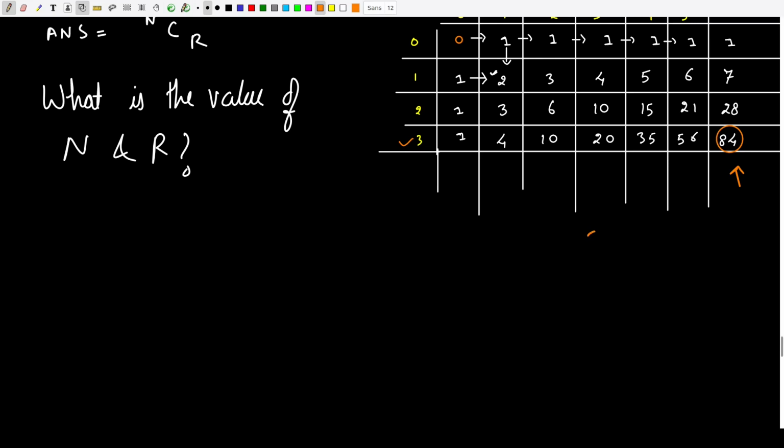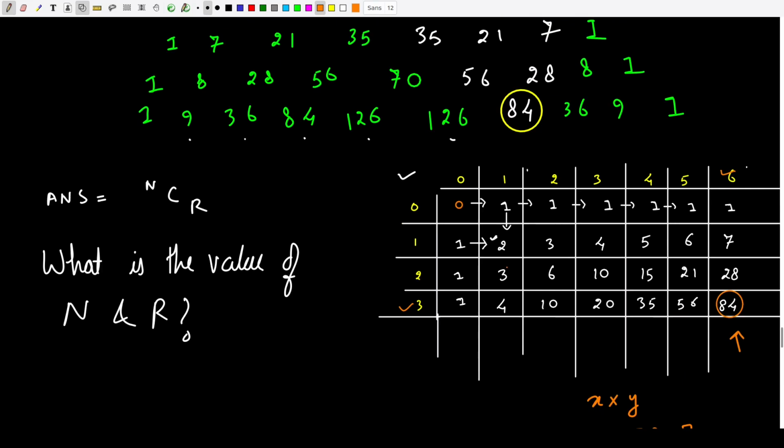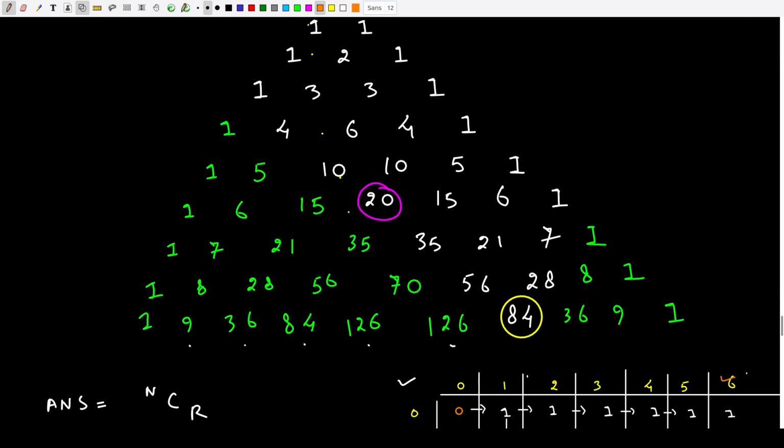So if the matrix dimension is x by y, then the last element of the matrix, x comma y, is our answer. In order to find out the value of n and r, we need to find out what this value corresponds to in Pascal triangle, or where exactly in Pascal triangle this value lies, which is over here, and then from here we need to find out the value of n and r. So let us try to do that.